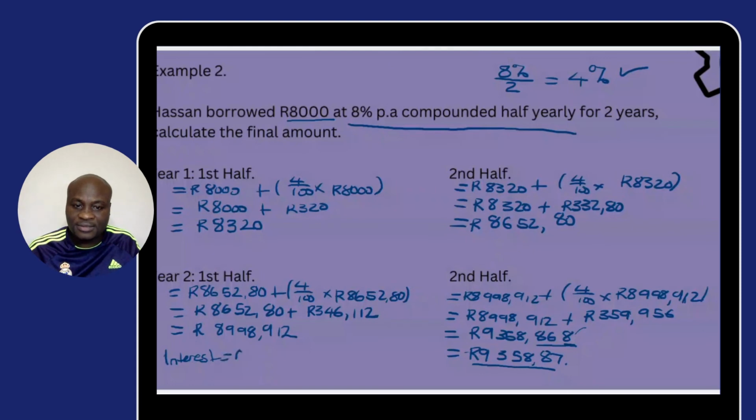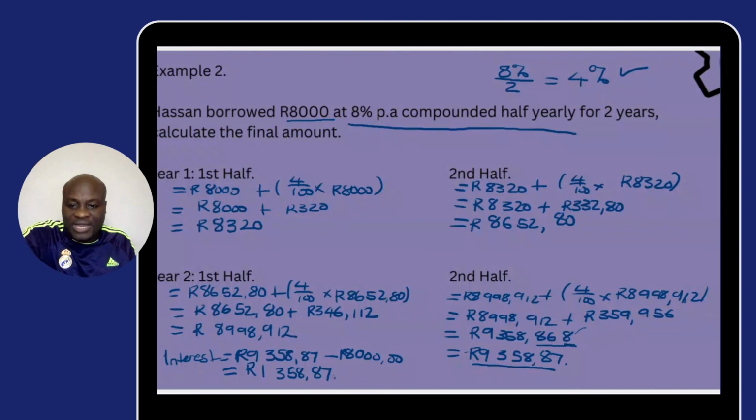9,358 rands 87 cents minus 8,000 rands. What will be our answer there? On the calculator, you're going to find out that it's 1,358 rands 87 cents. So what does it mean now?